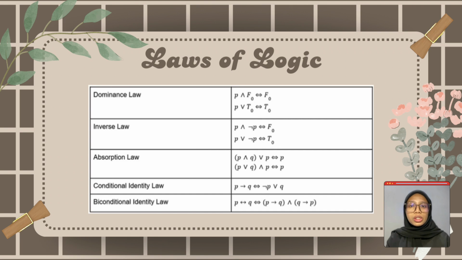The conditional identity law shows the logical equivalence of a conditional statement. It explains that an implication can be rewritten as a disjunction. Lastly, the biconditional identity law explains that a biconditional statement is true only when both statements imply each other. This law helps us understand the meaning of if and only if statements.